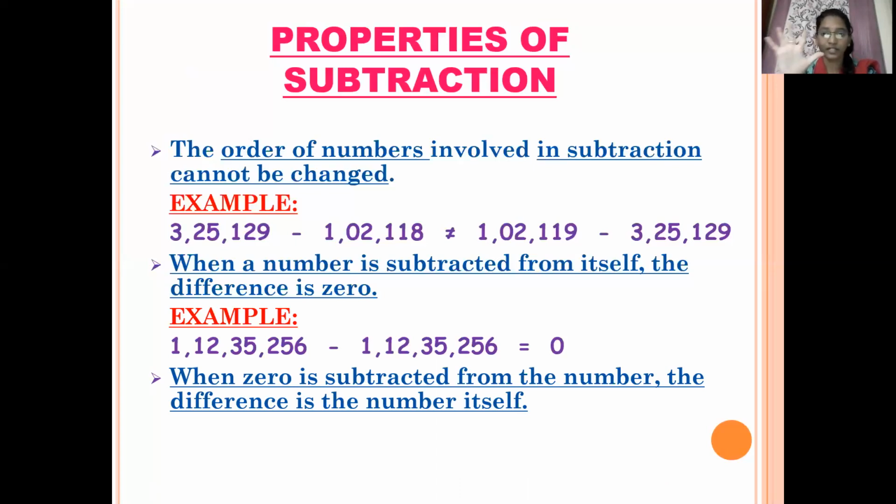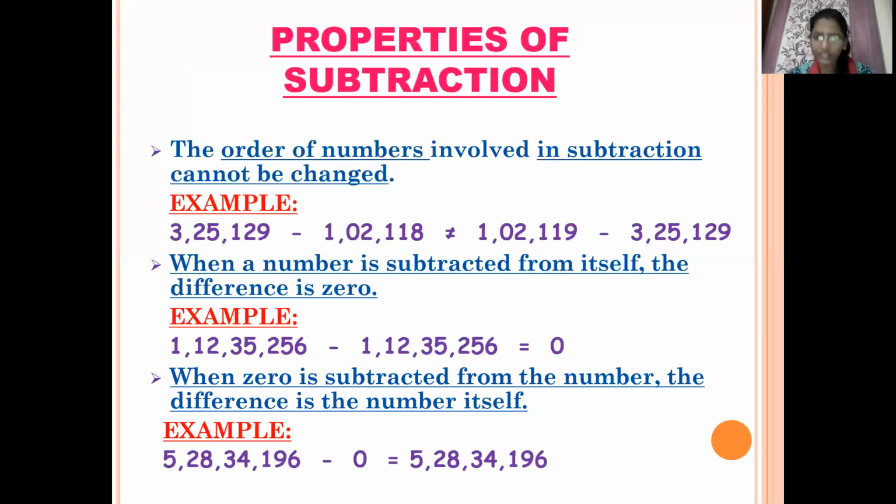Suppose I have the digits 5 and 0. When I say 0 is subtracted from 5, 5 minus 0 is the correct way of subtraction. This is how you subtract when the word "from" is there. The second number comes to the first place with a minus sign followed by the first number. So 5 minus 0 is 5 itself. 12 minus 0 is 12 itself. So when 0 is subtracted from a number, the difference is the number itself.